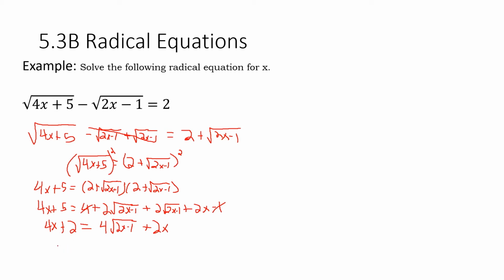And our next line would be, with subtracting 2x from both sides, we'll have 2x plus 2 is equal to 4 times root 2x minus 1. Now, we want to square both sides in order to get rid of this second square root. So let's throw up a little divider here and start a new line. And we're going to square both sides. So 2x plus 2, squared.